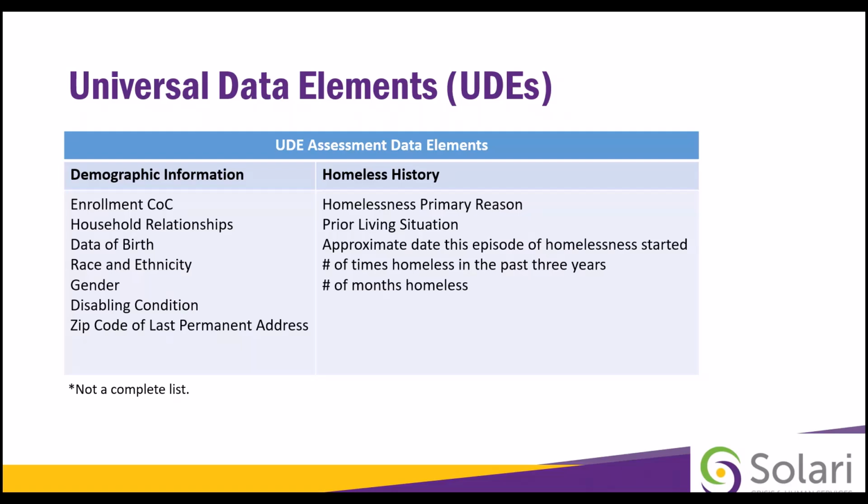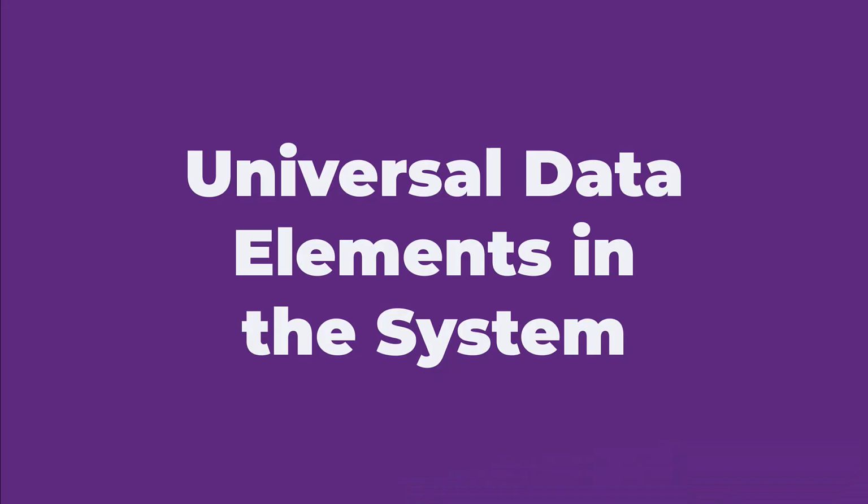Some examples of homeless history data elements would be homelessness primary reason, prior living situation, approximate date this episode of homelessness started, number of times homeless in the past 3 years, and number of months homeless. Again, these are just some examples. We will now complete the full assessment in Service Point.